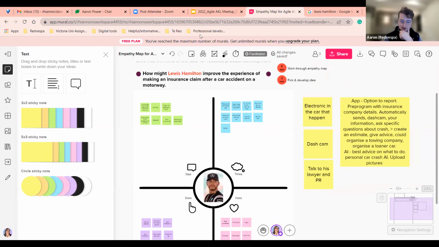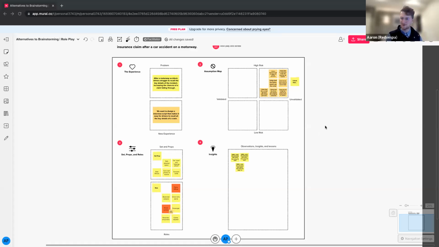So I suppose, I will show what my team has had a crack at. There you go, and I'll share. There you go. So can everyone see my mural? I'll explain it in a second, but yeah, perfect.